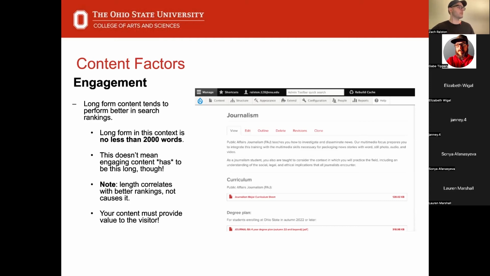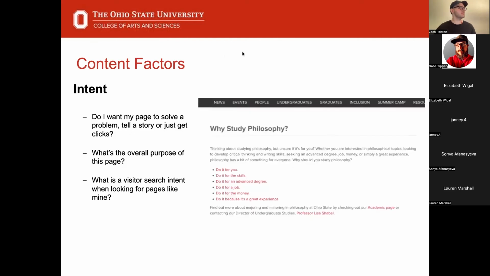It's looking for value, trying to provide the best user experience possible. And this is something that we can control with basically how we produce our content. And this is going to be the last one I cover here. So intent. Basically, intent is kind of a two-way street in this regard. On our end, we ask ourselves, do we want our page to solve a problem? Do we want it to tell a story? Or do we want to just get clicks?